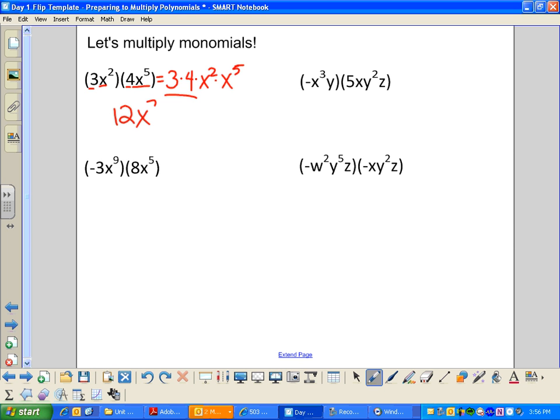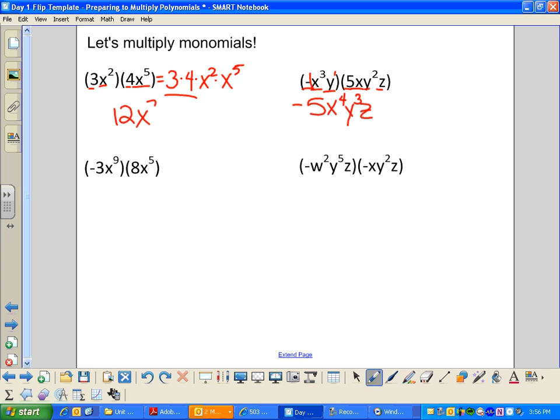Oh, I don't know what to do with that negative. Yes I do, because if there's nothing, then you better put a 1 on it. So it's really negative 1 times 5, negative 5. Let's multiply my x's. X to the 3rd times x to the 1st become x to the 4th. Y to the 1st times y squared is y cubed, and just a z.